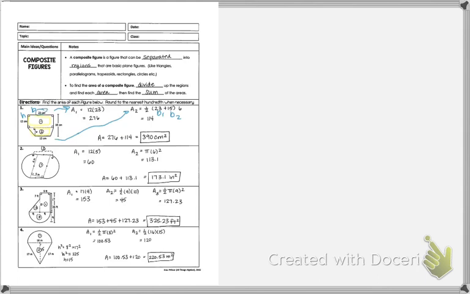So if it's 23 here, that means that's 23 there. And then you have your second base right there, and your height right here. The rest is just plugging into the area equation. So once you get all that, you have the area of the rectangle and the area of the trapezoid. You add those two together, and you get your final total area of your composite figure.